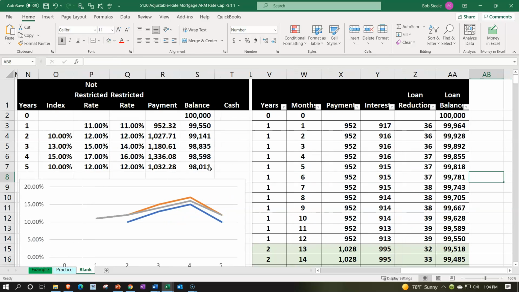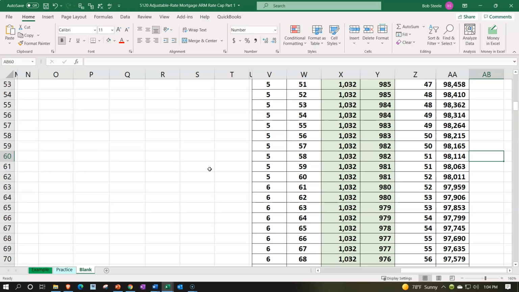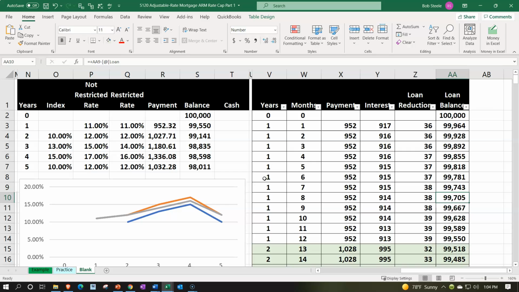Let's go on down to year 5 and double check on that and see if we got 9811 in our amortization table. The amortization tab, we got the 9811 in the amort tab. There's the 9811.